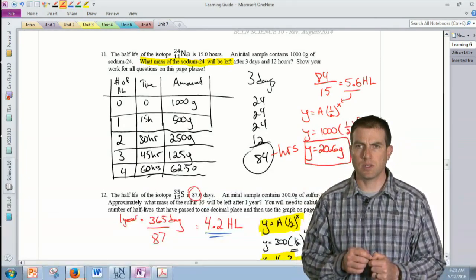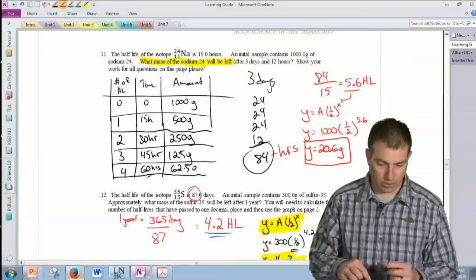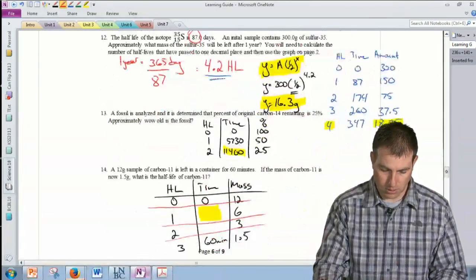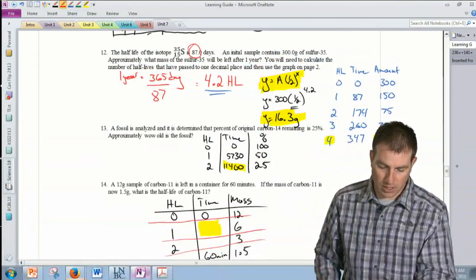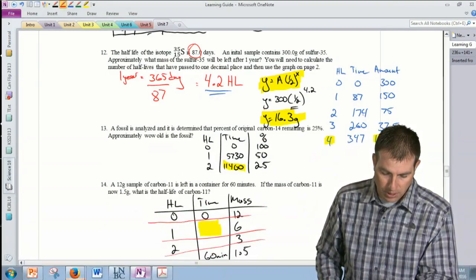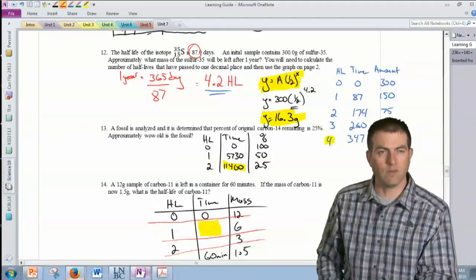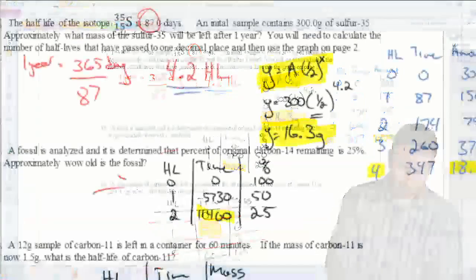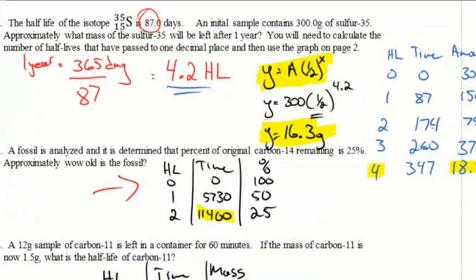Hopefully that helps. 11 and 13. Fossils analyzed, determine the percentage of original carbon-14 remaining is 25%. How old is the fossil? So this is the table that we're going to use for most of these questions: half-life, time, and percentage. There you go, that one's done.